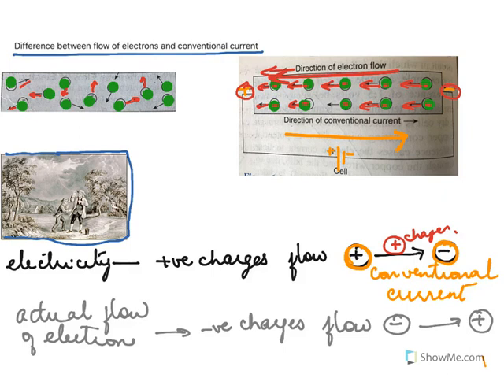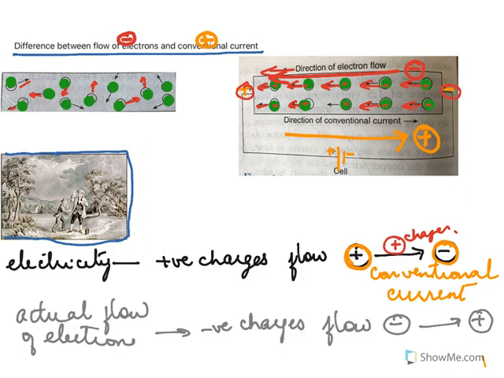The conventional current is considered to be made up of positive charges, while the electrons are made up of negative charges. So this is the difference between the actual flow of electrons and conventional current. The actual flow of electrons, I repeat again, the electrons is negative. This current is supposed to be made up of positive charges. The conventional current flows from positive to negative. Electrons actually flow from negative to positive.